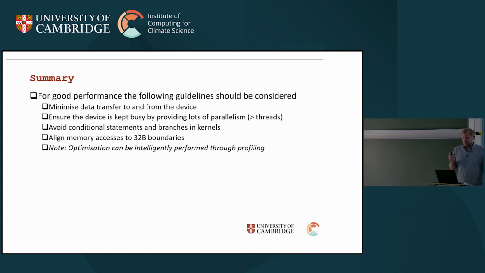We should ensure that the device is kept busy by giving it lots of parallelism, give it lots of threads, oversubscribe. That's the model, that's how it works. Avoid conditional statements and branches in kernels. Not exclusively, but make sure you avoid them if it's going to cause divergent code. And align memory access to 32-byte boundaries.